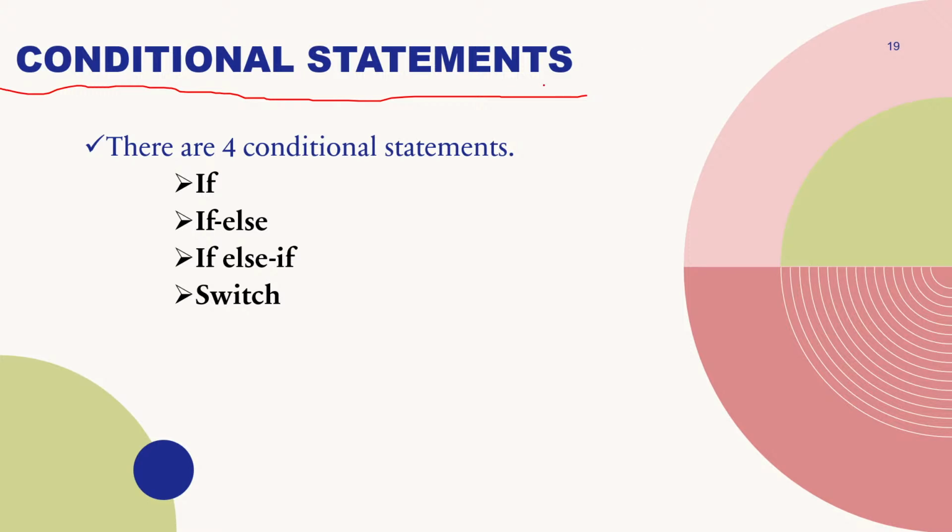In conditional operators, we use relational operators and logical operators. There are four types of conditional statements in Java. In Python it will be different, in C it will be different, and in Java it will be different. In Java, we have four types of conditional statement.